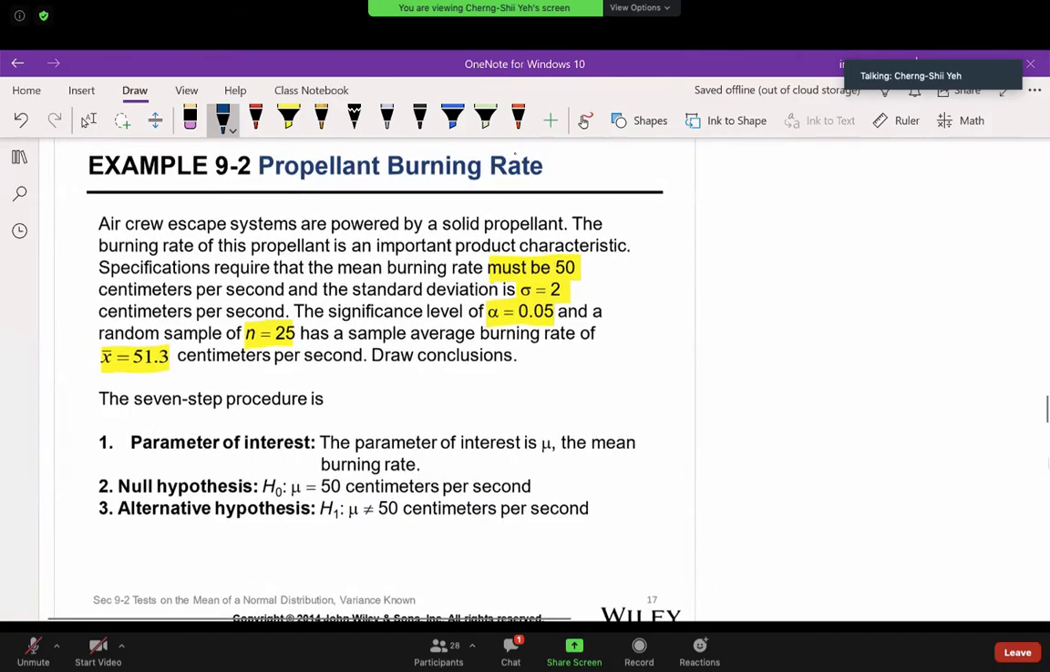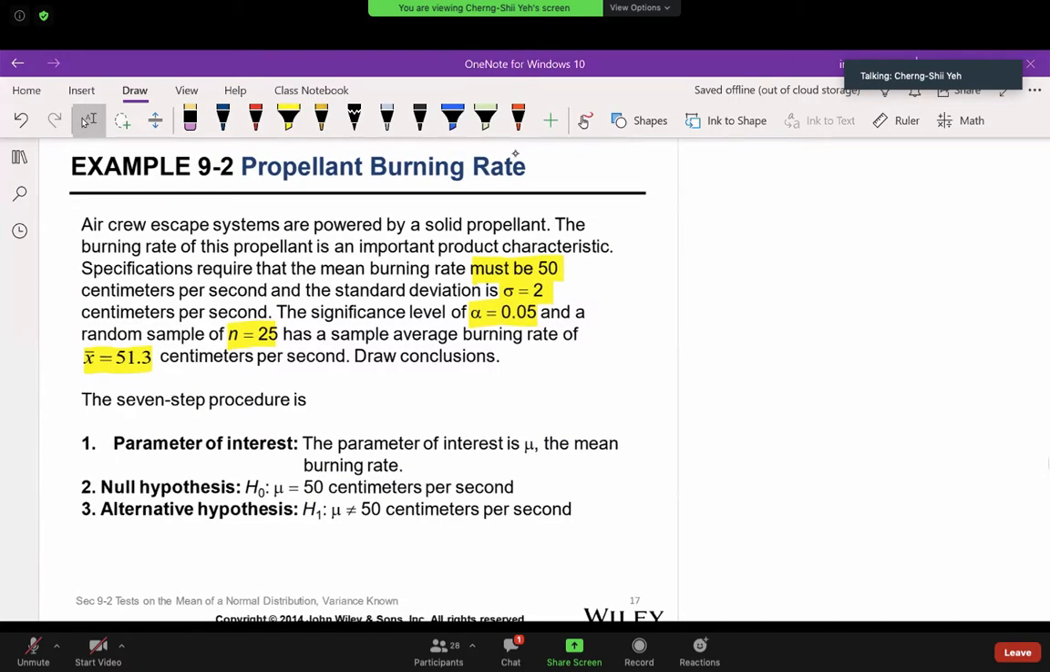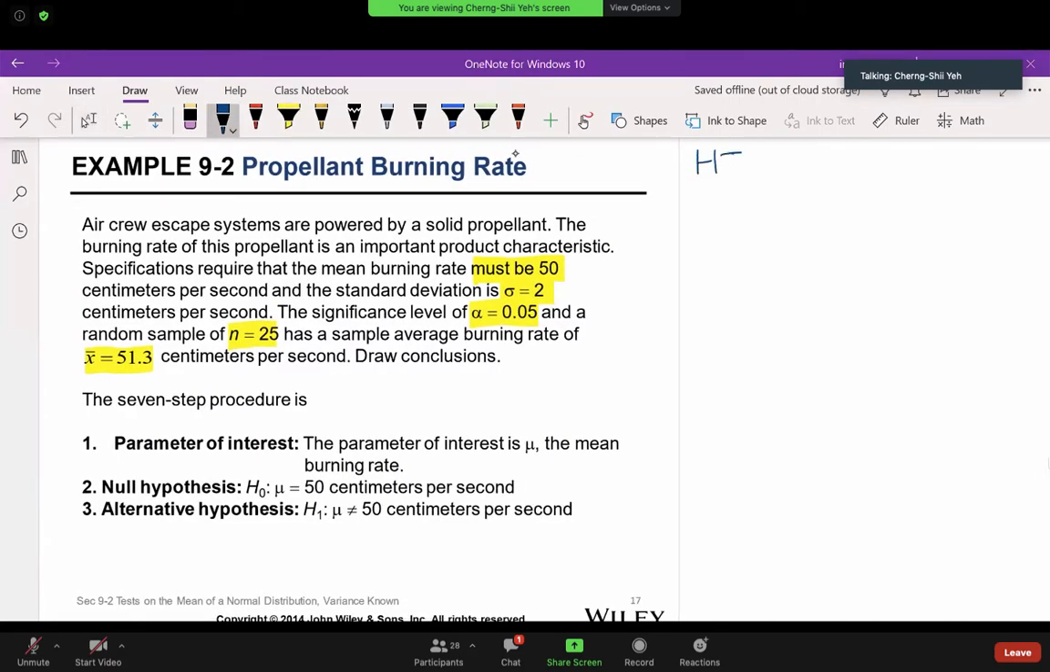So let's start a hypothesis testing. I'm going to use the 5-step method. HT stands for hypothesis testing. Step 1. Define our parameter. What is our parameter of testing here? We're testing the burning rate. Okay, so our burn rate.